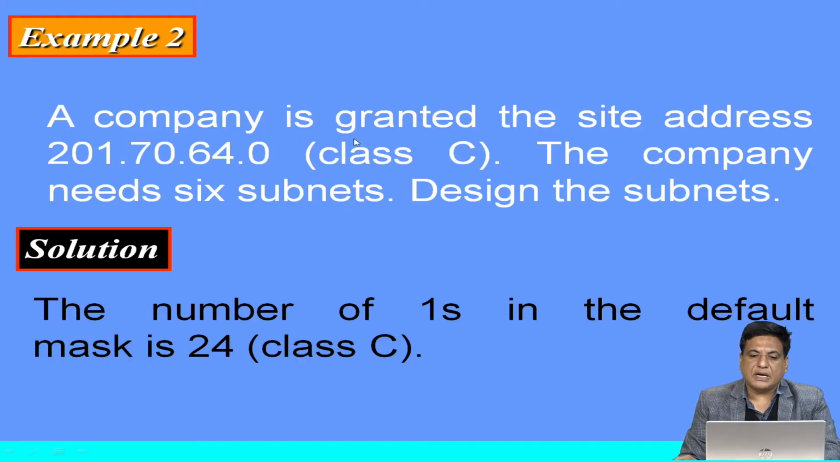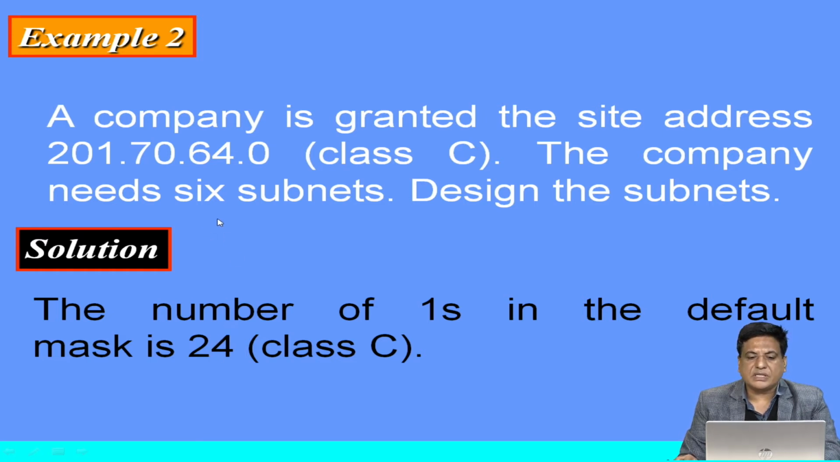A company is granted the site address 201.70.64.0, which is a class C IP address. The company needs 6 subnets. The company requires 6 subnets. Design the subnet. As we know, the default mask in class C is 255.255.255.0, which comprises 24 ones.